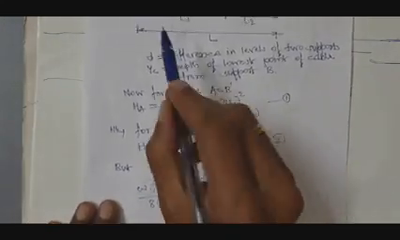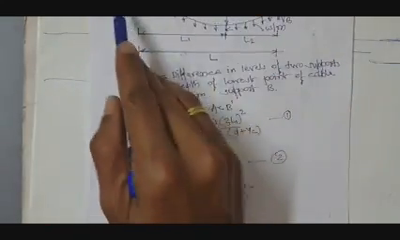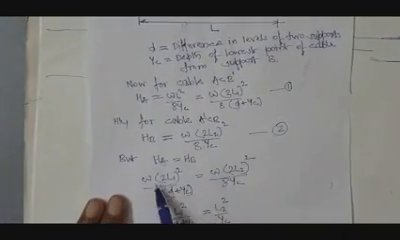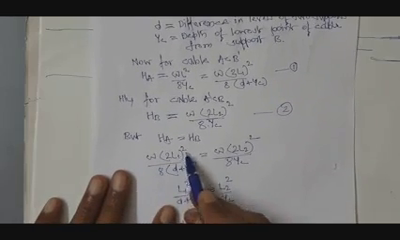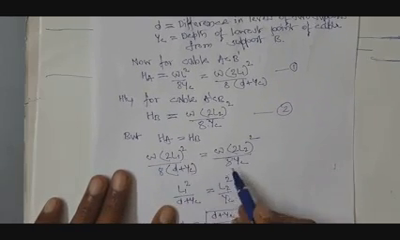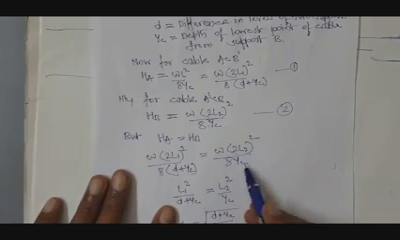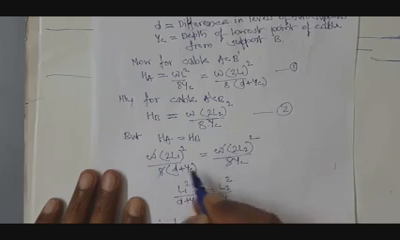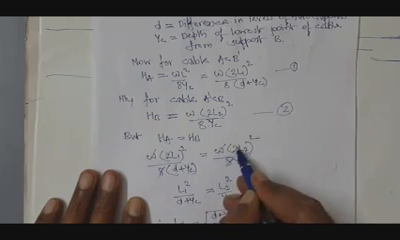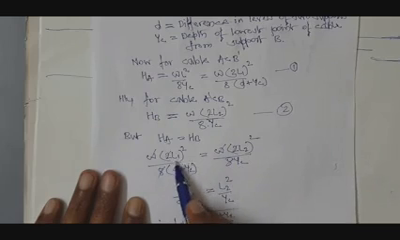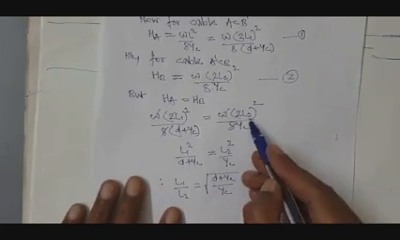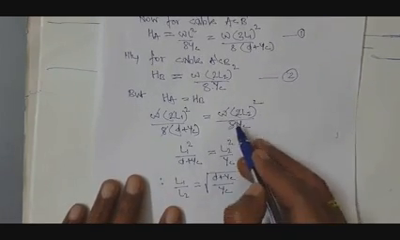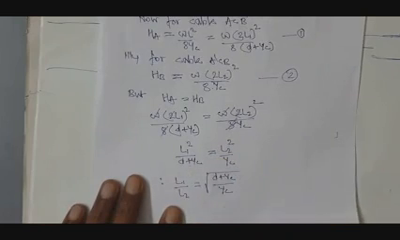You know that when the cable carries only vertical loading, HA always equals HB. So HA is W into (2L1) square divided by 8 (D plus YC), and HB is W into (2L2) square divided by 8 YC. If you cancel W, 8 and the 2 square, what is left is L1 square divided by D plus YC, and similarly L2 square divided by YC.